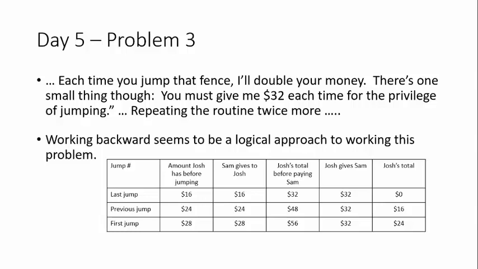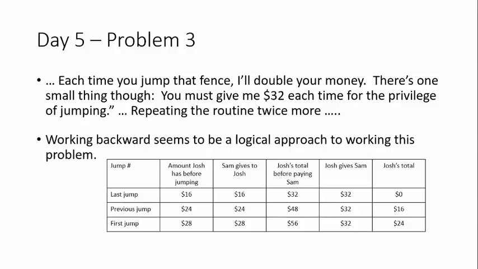On this slide, I've repeated the important information that helps us get through parts of this problem. Each time you jump that fence, I'll double your money. There's one small thing, though. You must give me $32 each time for the privilege of jumping. And then he jumped the fence twice more. Okay, so that's important to us.